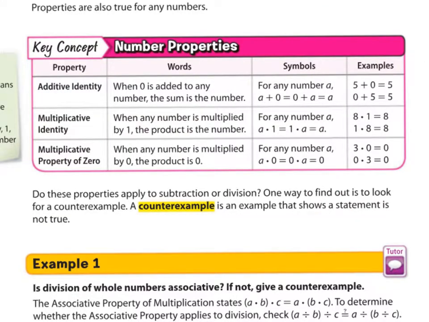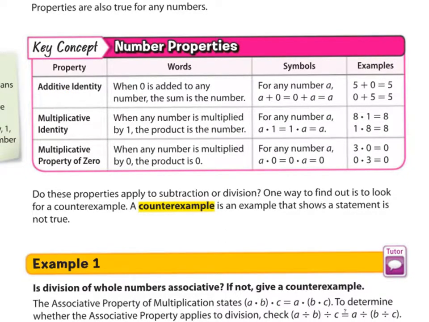And here's another key concept. Now, before you get overwhelmed by this large table, all I want to talk about is the word identity. We have additive identity for addition, and we have multiplicative identity for multiplication. Okay, and what we're talking about is that a number will not be changed.